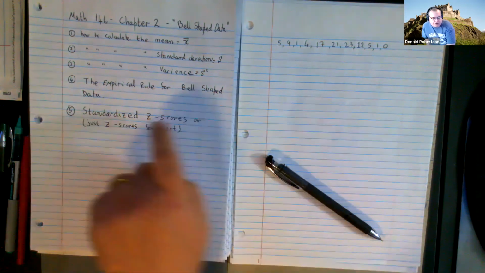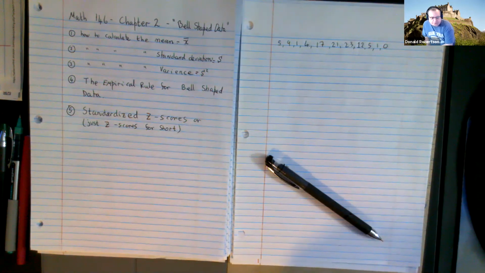And then hopefully we'll get onto standardized Z-scores, which is a number that allows us to tell how unusual a single piece of data is. And that is something that can be quite helpful when we want to identify outliers.